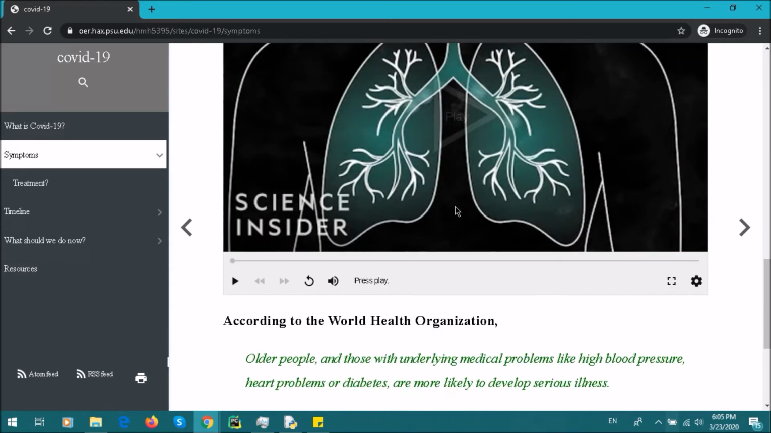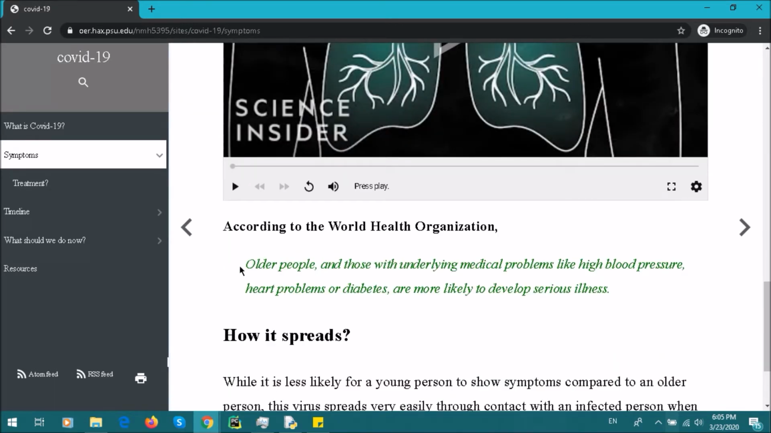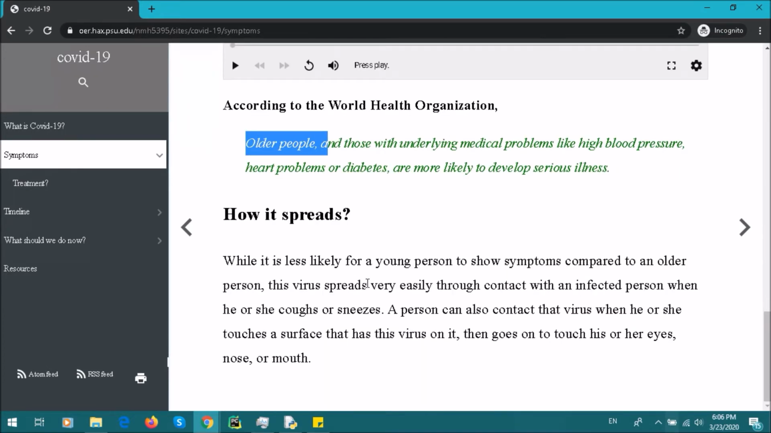But the main takeaway here is that this virus is worse for older people, according to the World Health Organization, and that this virus could be spread if it comes in contact with your eyes, nose, or mouth.